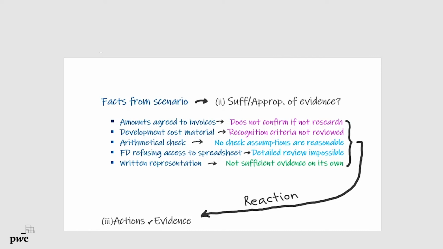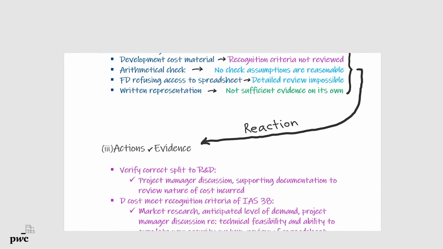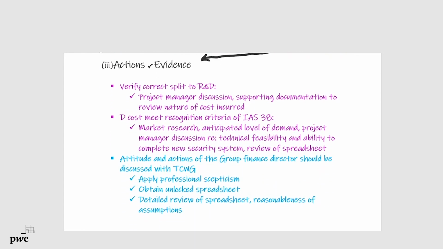The second problem connected with development cost is whether they really meet the capitalization criteria of IAS 38. And again, the scenario indicates that there was not much audit work done in this area. There was an attempt to verify future cash flows which would be generated by the project. However, a detailed review was made impossible by the finance director, who refused to give access to the spreadsheet. So again, we have to react to these facts and we have to bring in further evidence.